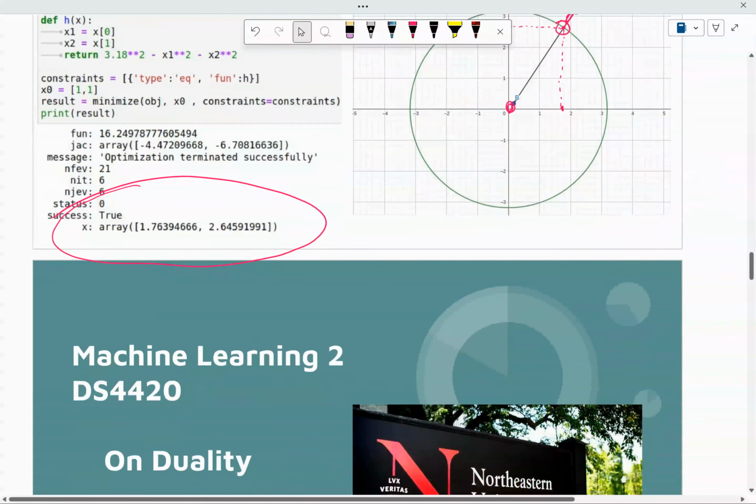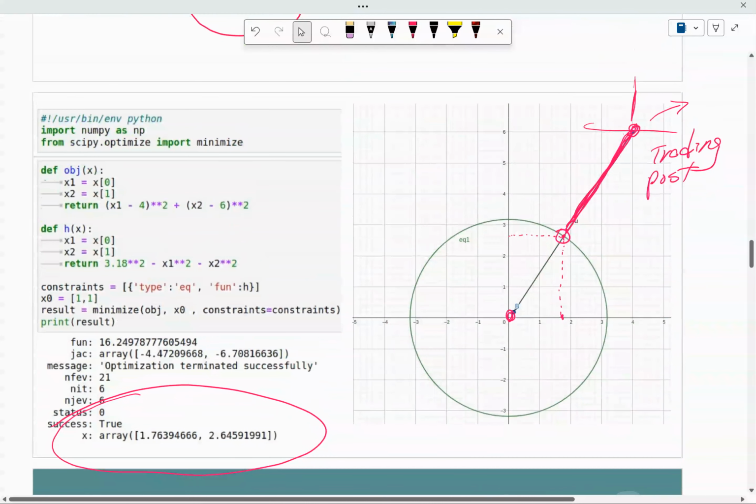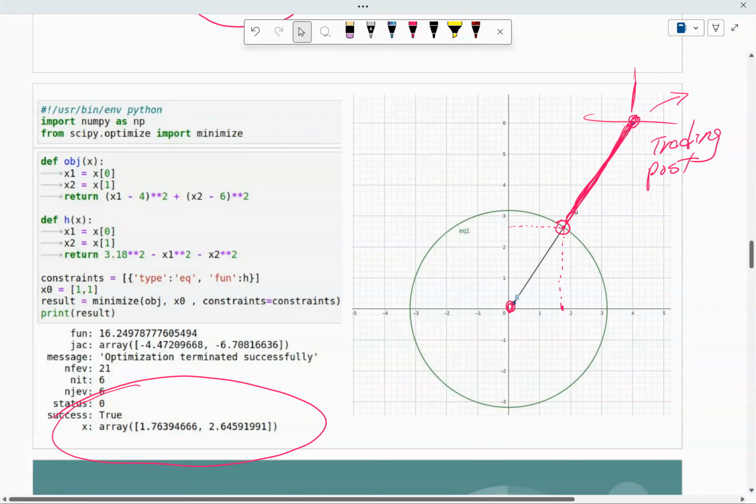The next part, we're going to go over the concept of duality. And yeah, that's it. I will see you in the next lecture.